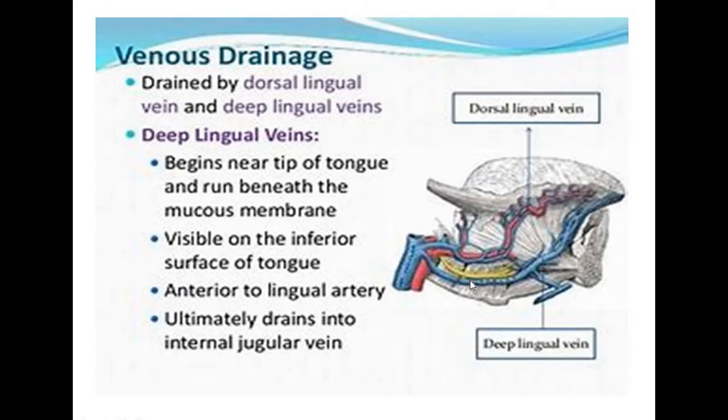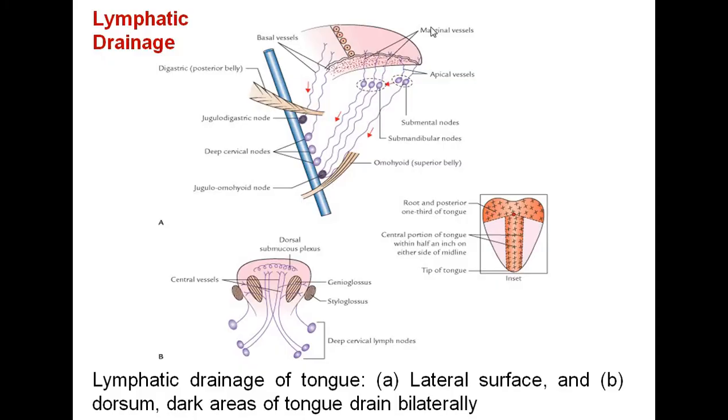Ultimately, at the posterior border of the hyoglossus muscle, it forms the lingual vein, and that lingual vein will drain either into the internal jugular vein or into the common facial vein. So ultimately, the venous drainage is into the internal jugular vein.